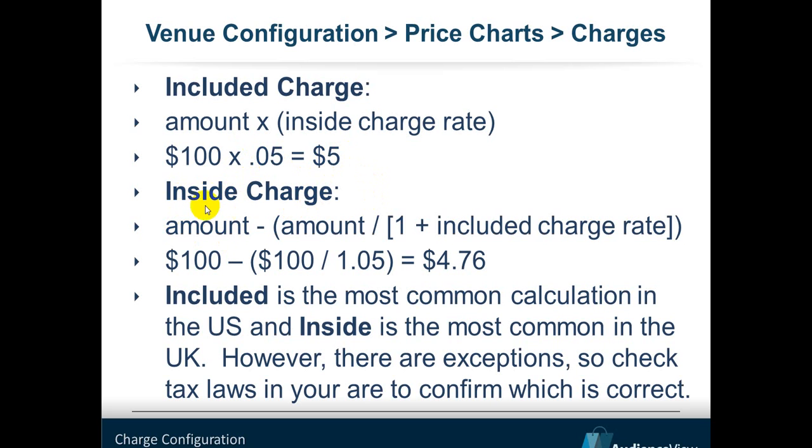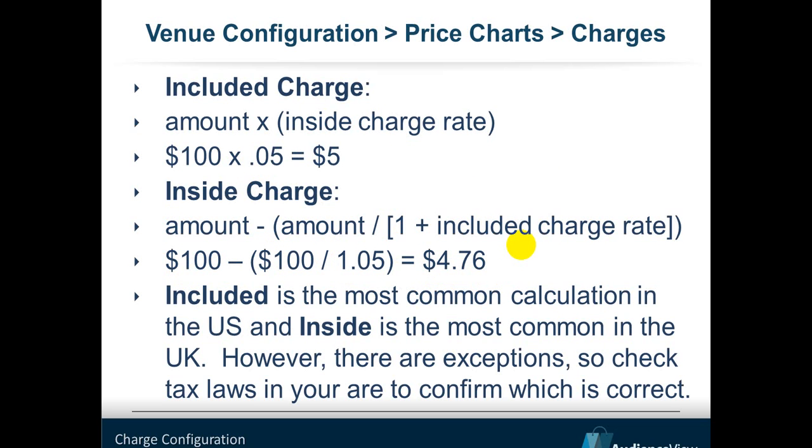So it's the amount of the item minus the amount of the item divided by the included charge rate plus 1. So same example, $100 minus $100 divided by 1.05, and I get 4.76 as my charge.